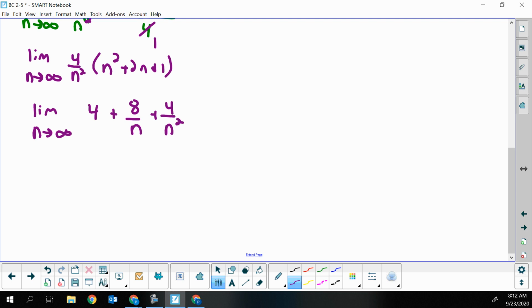Well, now we're ready to evaluate. As n goes to infinity, 4 is a constant, so it will stay 4. 8 divided by enormous numbers that keep getting bigger, that's going to get smaller and smaller, so that'll go to 0. 4 divided by enormous numbers will also go to 0. So therefore, this is just 4. So what we just determined is the exact area under the graph of x cubed from 0 to 2 is just 4.